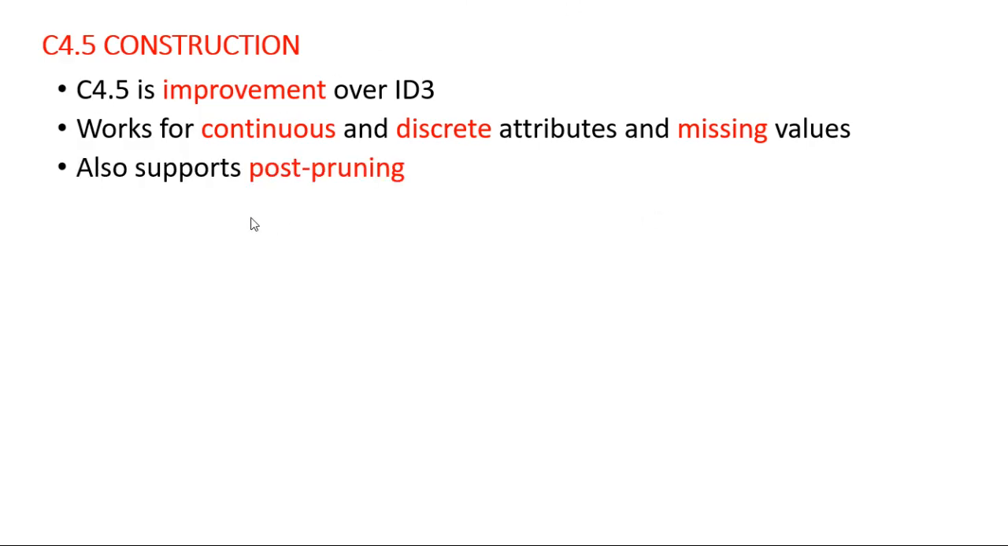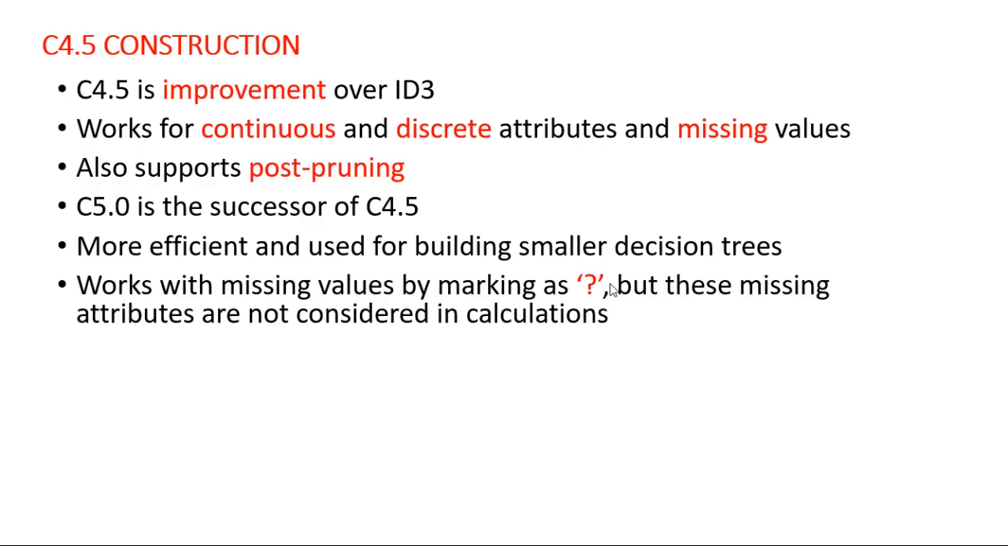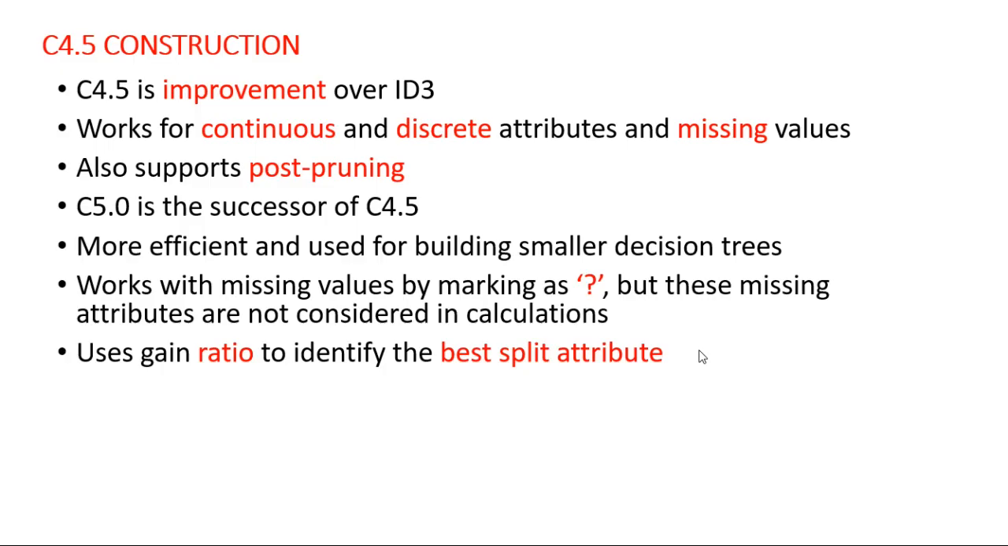And also C4.5 supports post pruning. That means after construction of the tree, you can remove any branch of the tree which is resulting in overfitting issues. Now C5.0 is a successor of C4.5, and this particular decision tree is very efficient and can also be used for building smaller decision trees. Whenever you have a missing value in your training data set, you just need to mark a question mark there. So these missing attributes will not be considered for calculations.